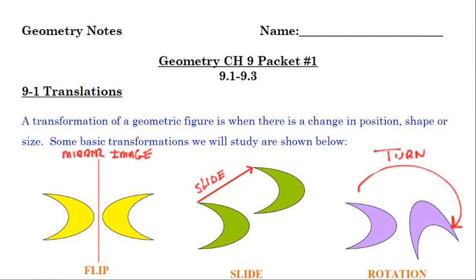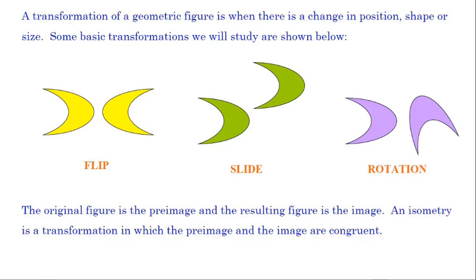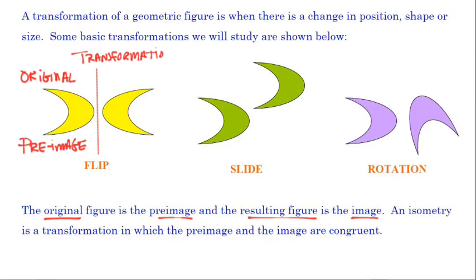And you'll notice with all of these, we have an original image, so original figure, which we call the pre-image, and then we have a resulting figure that is called the image, and we want to make sure that we keep track of which is which. So I have an original, which is called the pre-image, and then I have some transformation. In this case, I'm going to flip it, and then I have the resulting image, which is called the image.